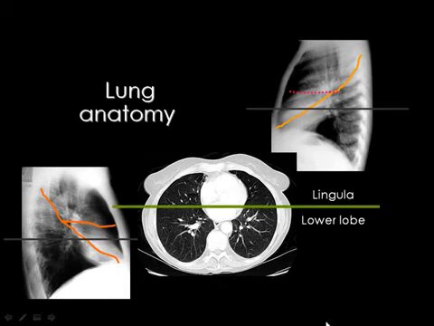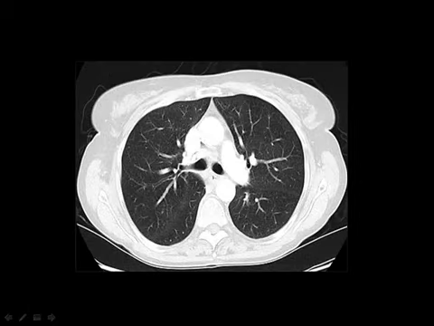Then I draw a line like this, putting a 1/3 anterior and 2/3 posterior. The anterior third on the left side is the lingula. The anterior third on the right side is the middle lobe. The posterior 2/3 on the left and on the right belongs to the lower lobe. Then, what do you think about this section?